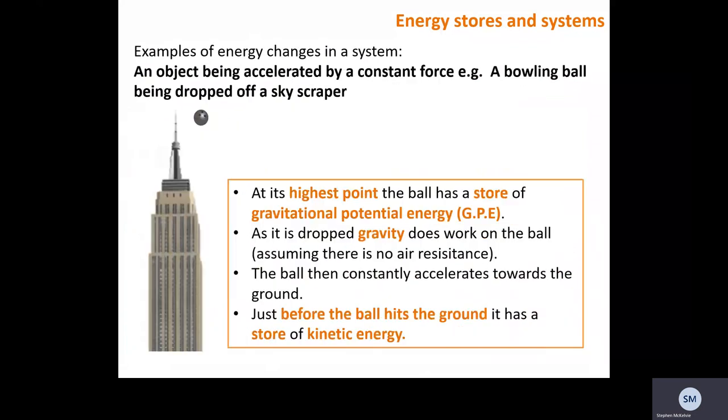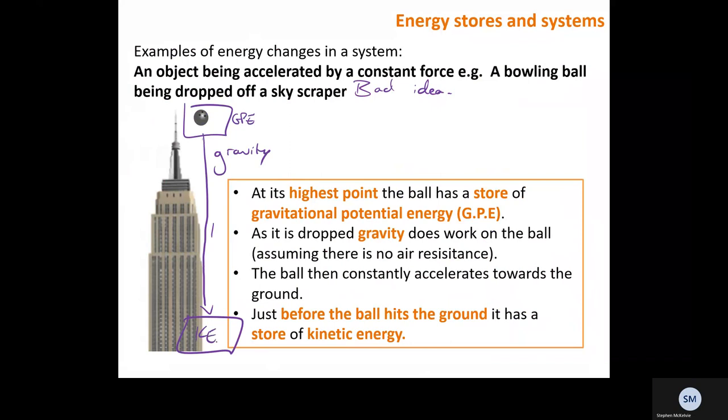An object being accelerated by a constant force, like a bowling ball being dropped off a skyscraper. I'm going to label this as a bad idea. Let's not do that. But at its highest point, my ball has got a store of gravitational potential energy. Gravity does work on the ball through a mechanical pathway, and it will accelerate towards the ground. As it's moving, its kinetic store will be increasing. Because the energy has been transferred from the gravitational potential energy store by gravity into a kinetic energy store.